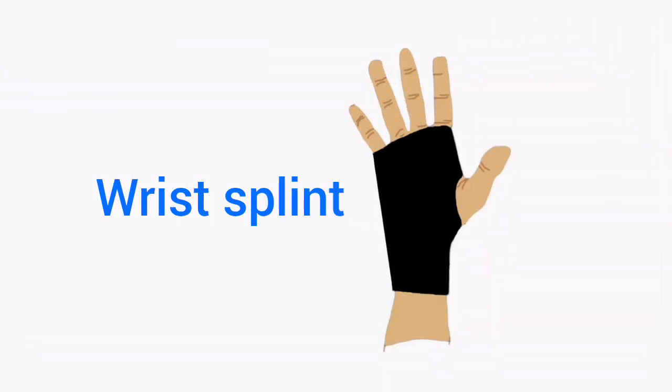The patient is recommended to wear a wrist splint to hold the wrist in a neutral position, so avoiding repetitive movements and reducing inflammation. The patient can be asked to wear the wrist splint at night, or during the day for more severe cases, and may be asked to wear it for 2 to 4 weeks.